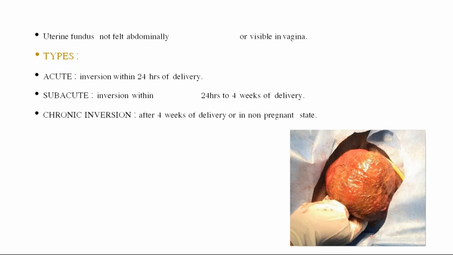So what are the types of uterine inversion? The types can be acute, if the inversion occurs within 24 hours of delivery, subacute inversion, which occurs within 24 hours to 4 weeks of delivery, and chronic inversion after 4 weeks of delivery. Okay. It can be two types, incomplete or complete.